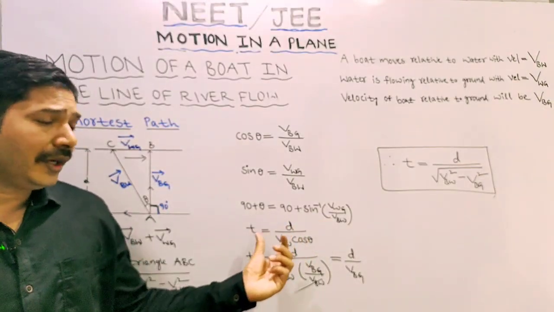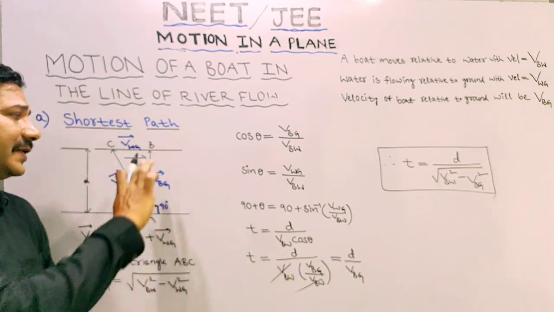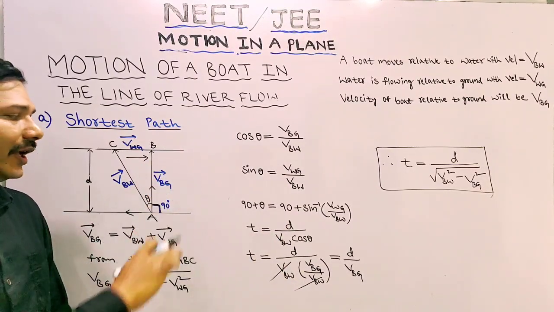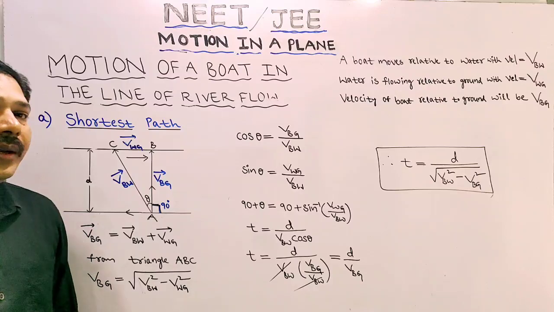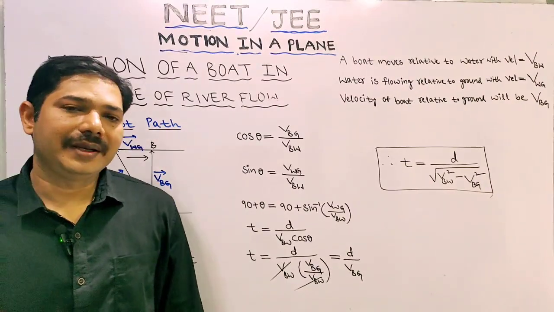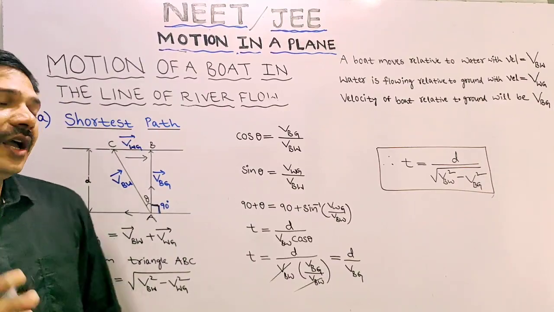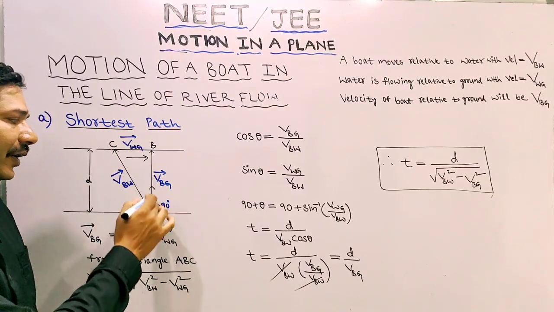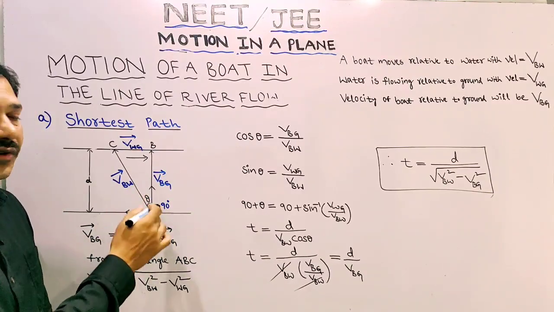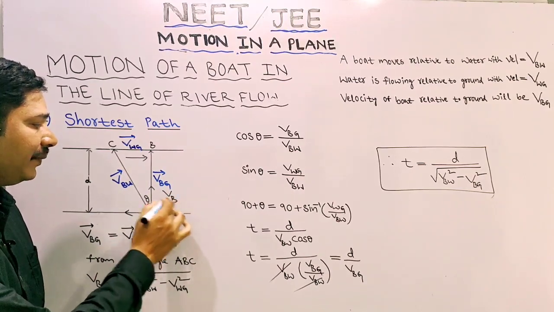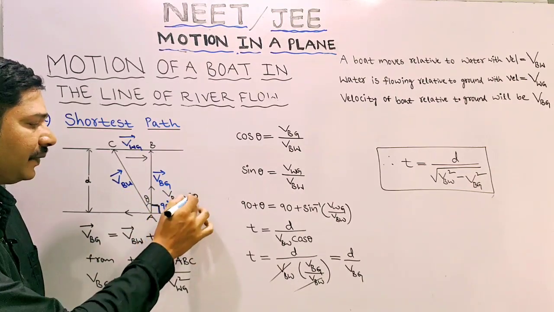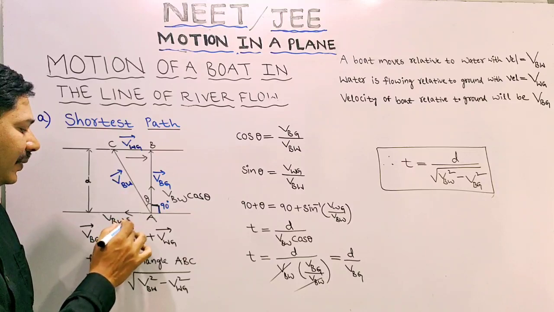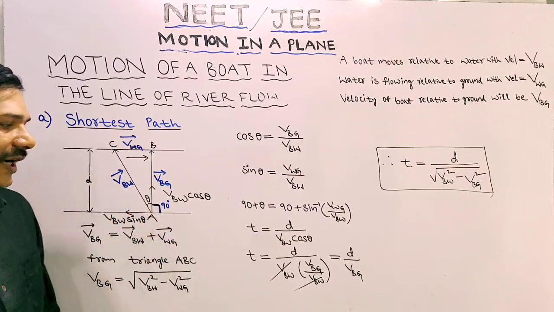Next, time t equals what? Distance by speed. Distance I am taking as d, and speed is V_BW cos theta. So why V_BW cos theta only? Why not sin theta? Observe here, this V_BW is resolving into two rectangular components. The horizontal one, which makes angle theta, I am taking V_BW cos theta, and the other one along the ground, I am taking V_BW sin theta.